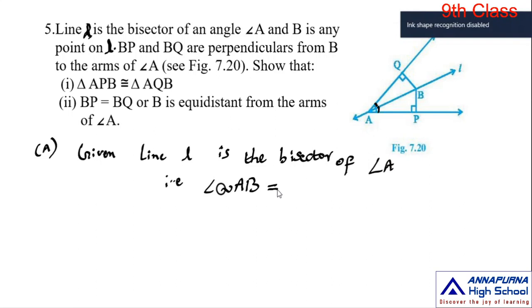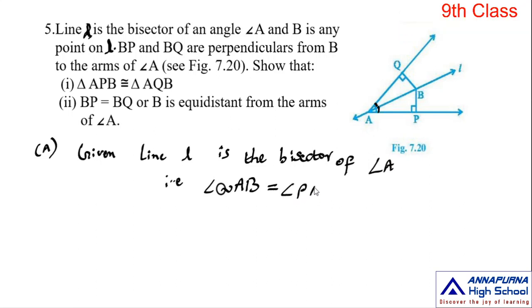AB is equal to AB, and angle QAB is equal to angle PAB. These two angles are equal because L is the bisector of angle A, and BP and BQ are perpendicular from B to the arms of angle A. So angle BQA is equal to 90 degrees and angle BPA is equal to 90 degrees.